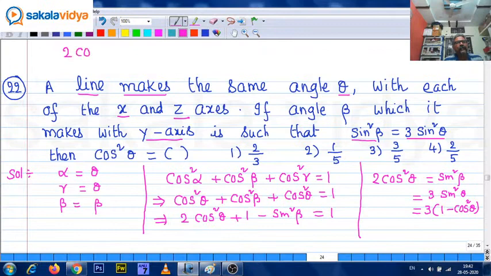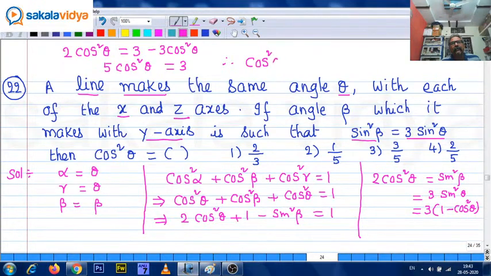2 cos square theta. Sometimes we need to check numerical errors. 3 minus 3 cos square theta. Bring minus 3 cos square theta to this side, that becomes 5 cos square theta, which equals 3. Therefore cos square theta is equal to 3 upon 5, or 3 by 5. Option 3 is the right option.